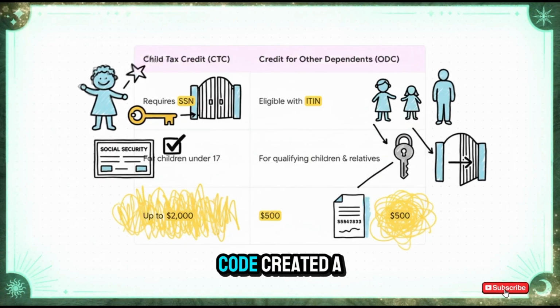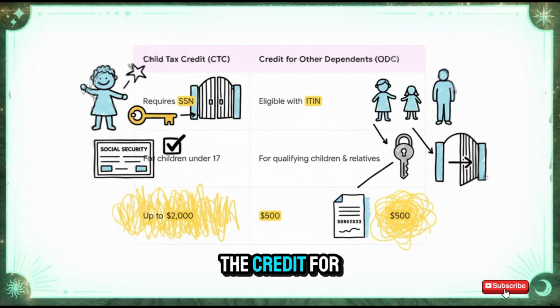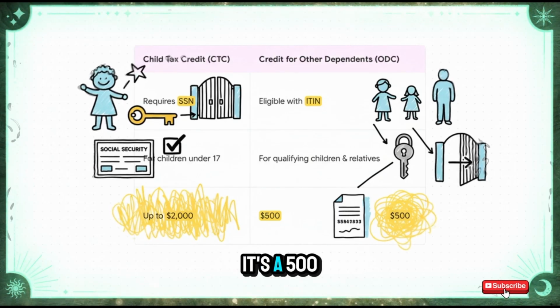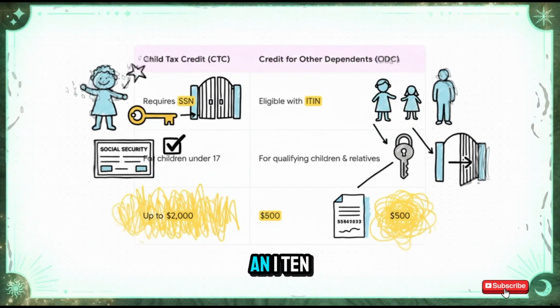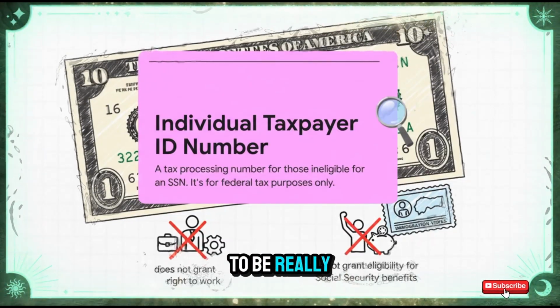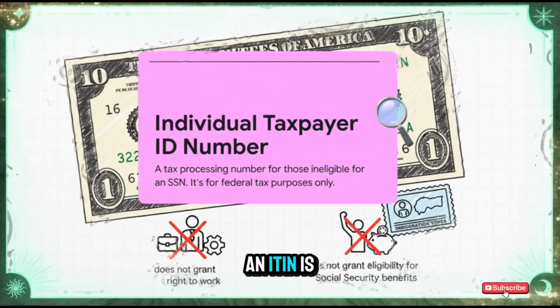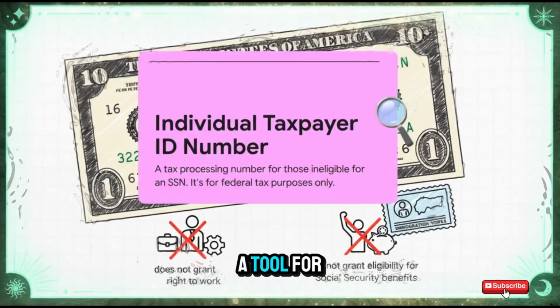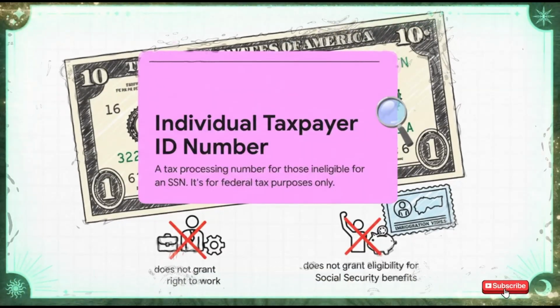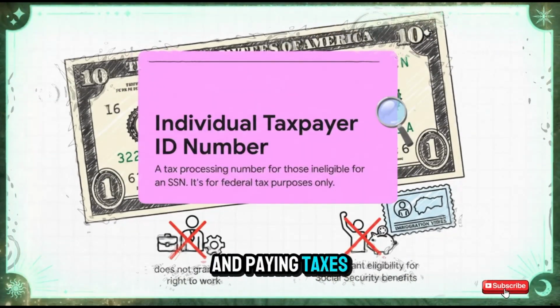So the tax code created a solution: the credit for other dependents. It's a $500 credit made specifically for dependents who use an ITIN. Now, we need to be really precise about what an ITIN is. It is purely, and I mean purely, a tool for federal tax purposes. It's for reporting and paying taxes, period.